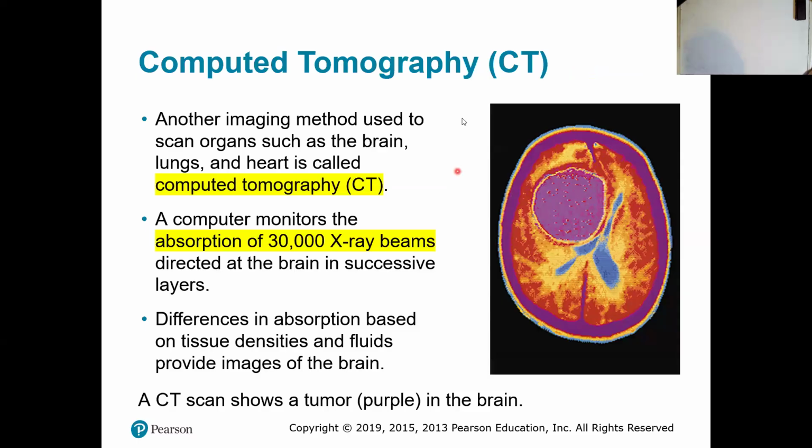You also have CT scans or computed tomography scans. This is when you have a computer that's monitoring a whole bunch of X-ray beams that are being directed at a particular area. What happens is the scans happen in layers, and you're able to build an image from those layers. So you're going to have differences in absorption based on tissue density and fluids around the area, which gives you a really detailed image of, in this case, the brain.